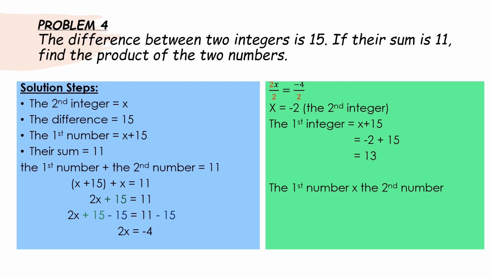Because they ask you to find the product, it means the first number times the second number. So 13 times negative 2 equals negative 26. So this is the product of the two numbers. I hope all of you can understand. Was it so easy for you?